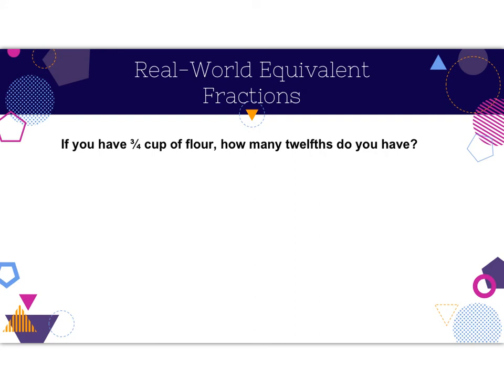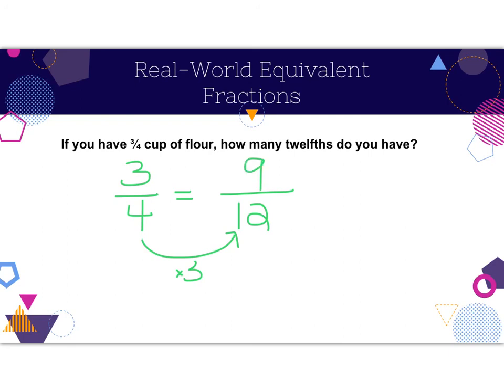If you have 3/4 of a cup of flour, how many twelfths do you have? Well, we want to find an equivalent fraction. We know that 3/4 is equivalent to some amount of twelfths. What do we multiply 4 by to get 12? 3. Whatever you do to the top, you do the same thing to the bottom and vice versa. So 3 times 3 would be 9. If we have 3/4 of a cup of flour, we have 9/12 of a cup of flour. Same exact amount, just using different numbers.